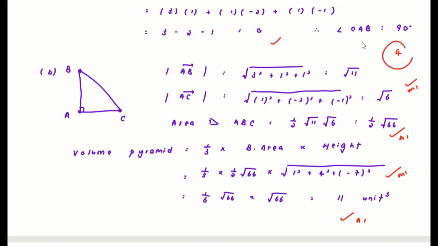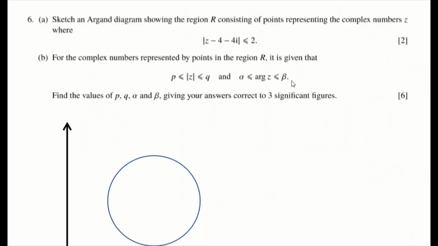Okay, so let's move on to question 6. State or sketch an Argand diagram showing the region R consisting of the points representing the complex number Z, where Z is given in this inequality. Sorry, I have put in the graph because I don't want to switch over my window here. It will be easier for me this way.